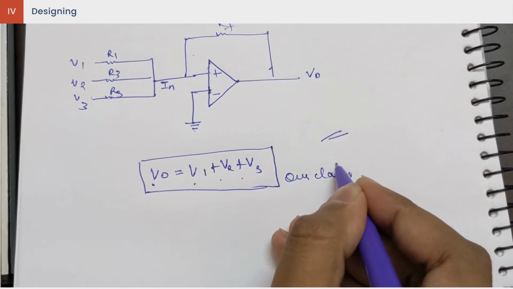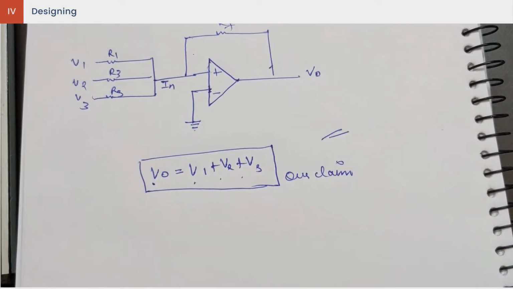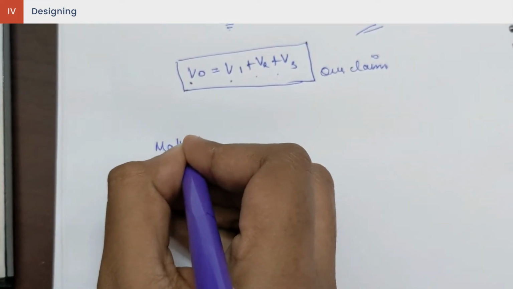And now the question comes, how are we going to prove it? If it was in a real lab, we would be proving it using a real amplifier, real resistors, real voltages. But since we are not in a lab, let's prove it with the help of mathematics. Mathematical proof over here.